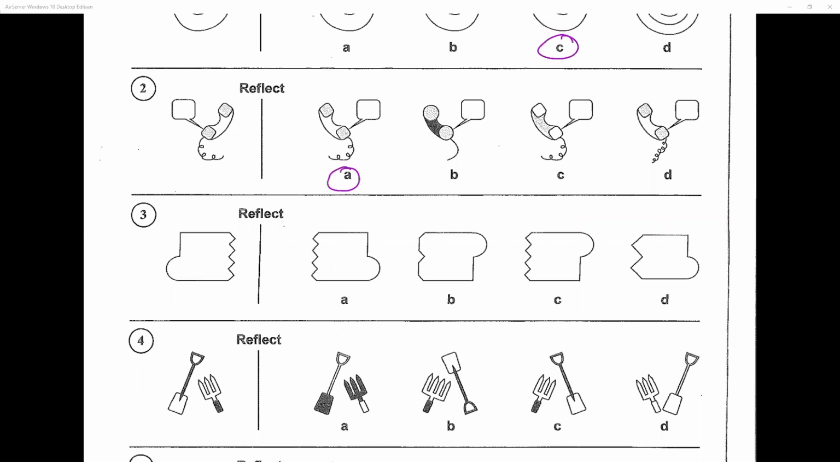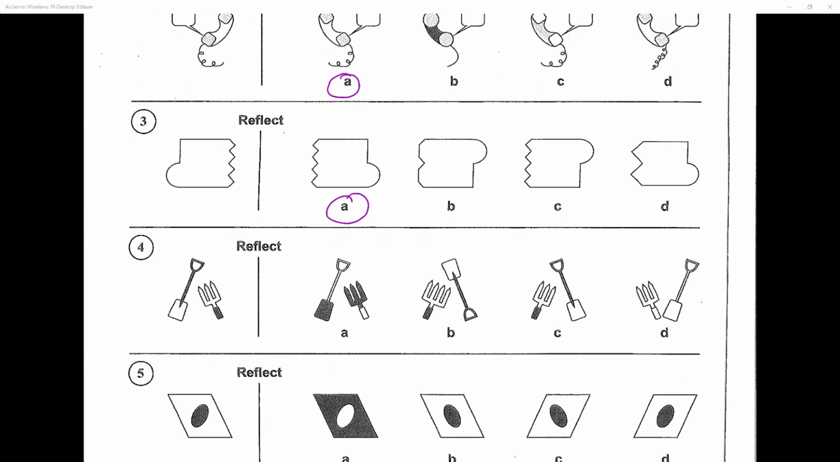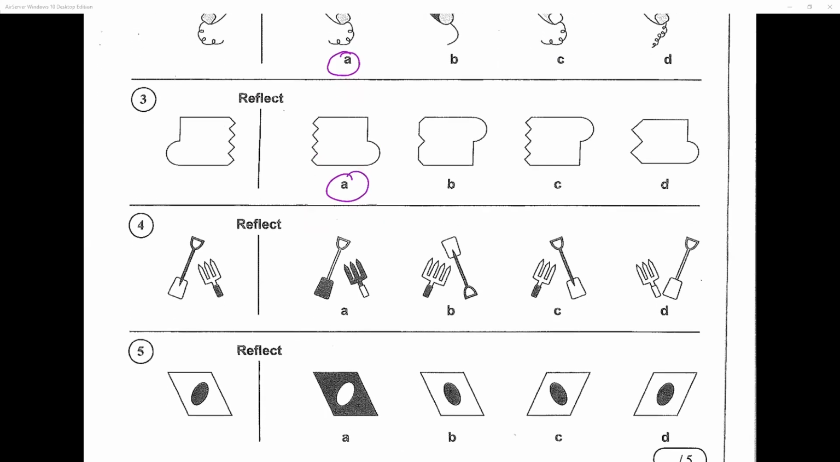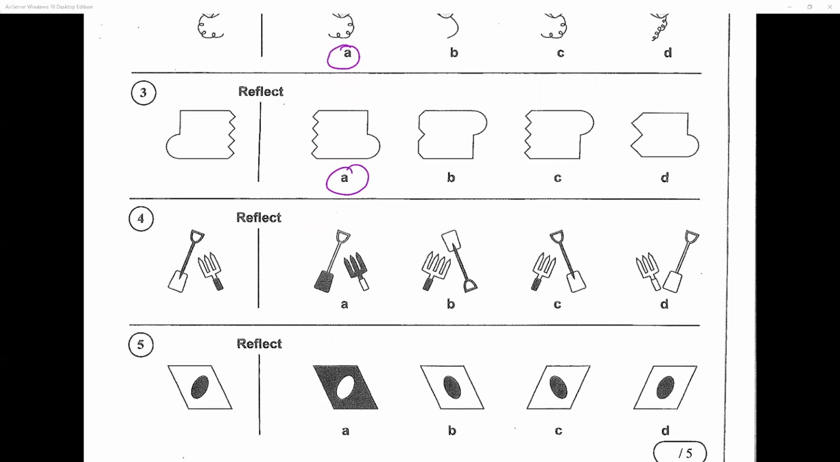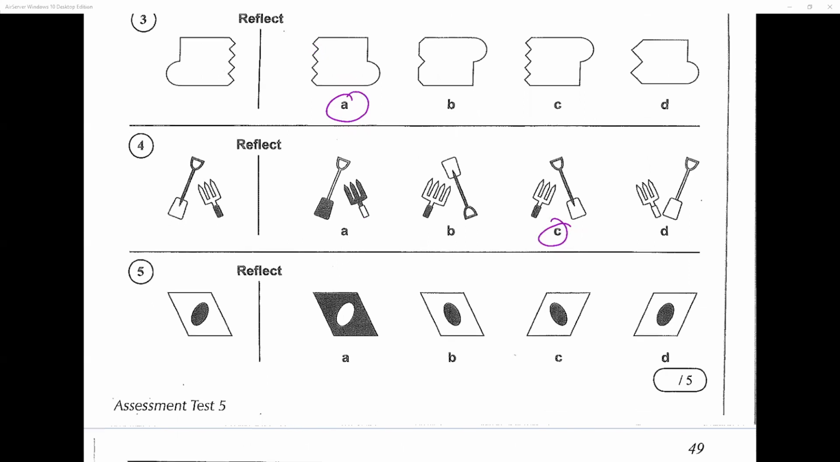Question number 3, Hafsa. A. Lovely. Question number 4. C. Question number 5, Hafsa. D. Have another go. You got the outside shape in the right direction, but the inside shape is in the wrong direction. C. Fantastic.